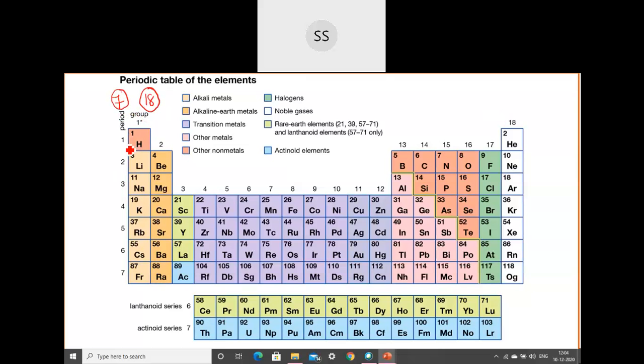The horizontal rows are called periods, and the vertical columns, which go downwards, the first one, second one, all these are called groups. So altogether 18 groups and 7 periods, and in each and every period you can see how many elements are placed.